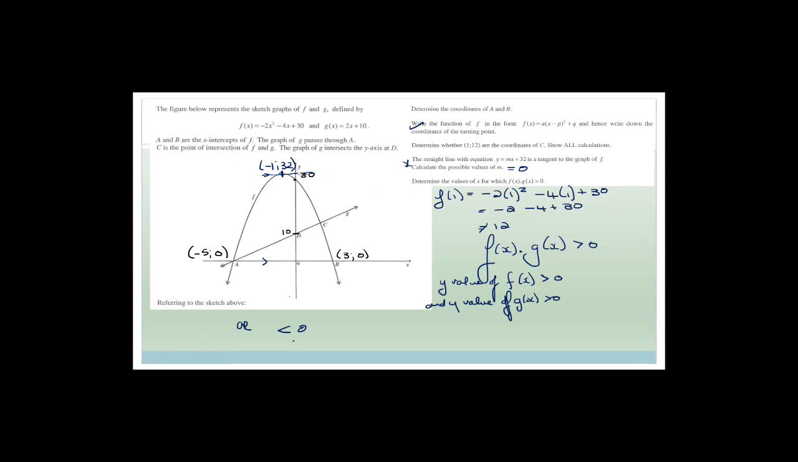Do you agree over here they are both negative, right? Over here they are both positive, and they're still both positive all the way from there. From there onwards, this is negative and this is positive. So it says determine the values of x. It's going to be x smaller than 3. They can't be equal to 3 because then one of them would be 0. So x has to be smaller than 3. There we go.